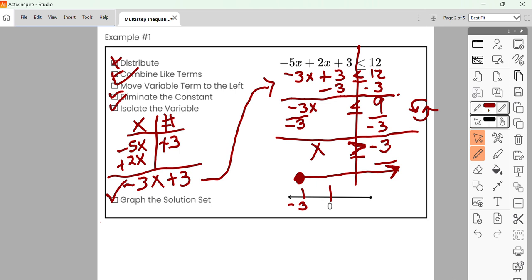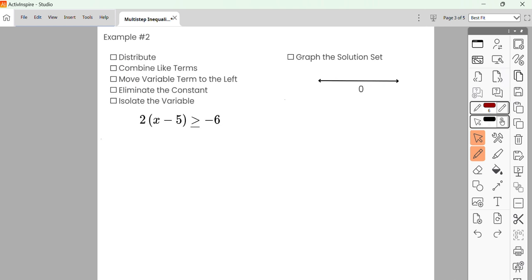All right, let's go ahead and try another one. First thing we're going to do is say, do we have to distribute? As a matter of fact, we do. I see parentheses. They're only on one side, so let's go ahead and do that. So 2 times x is 2x, and 2 times a -5 is a -10.